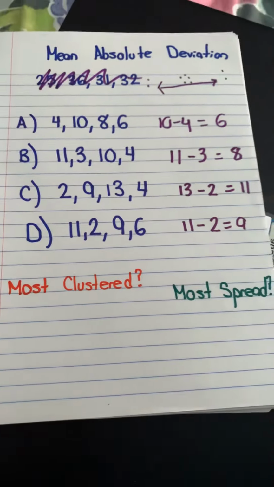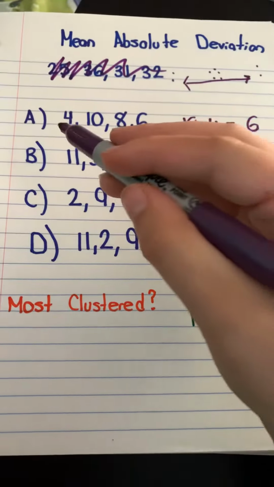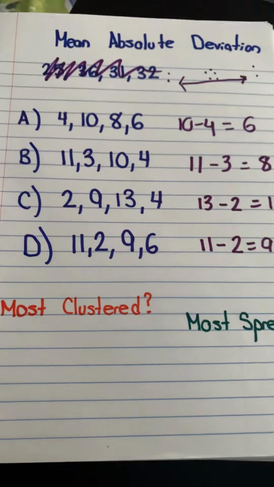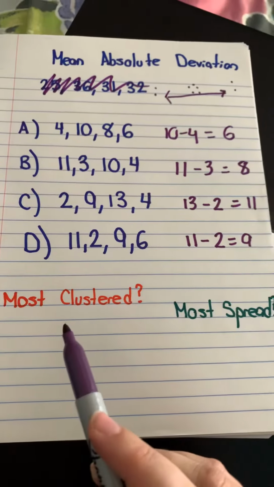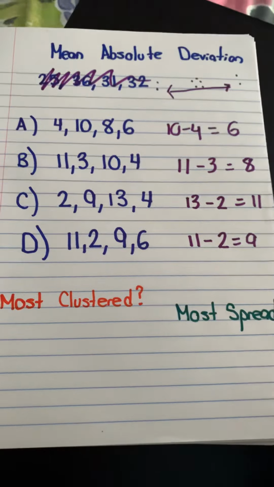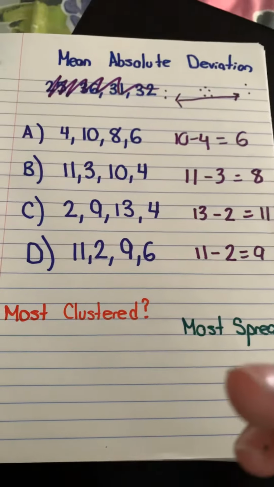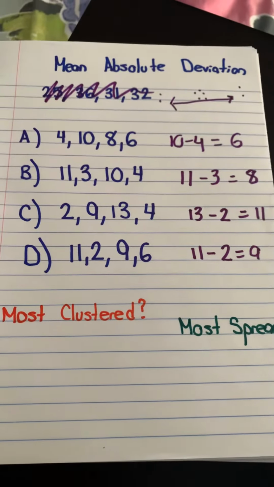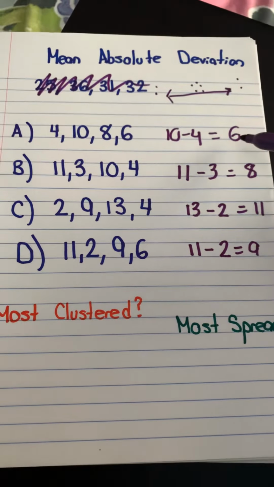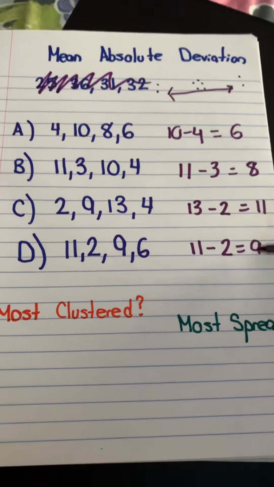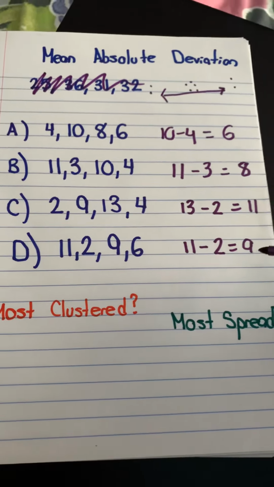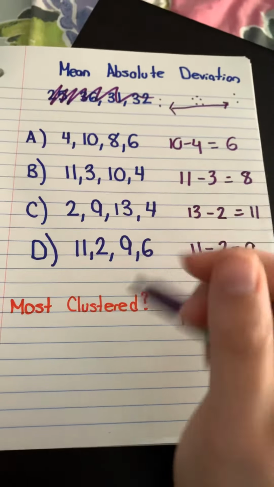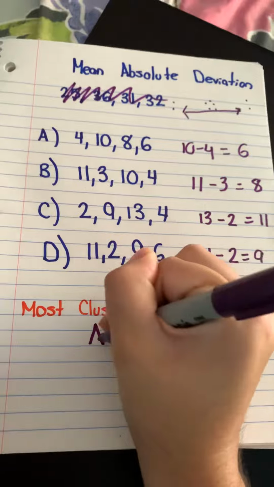So in this case, I know the range of all 4 sets of data, meaning range is how spread out it is from the biggest point to the smallest point. So when I look at the most clustered, that's the ones that are more close together instead of really far apart. So when I think about most clustered, I'm actually going to look at the number that is the smallest. So between 6, 8, 11, and 9, that is the smallest. So A would actually be my most clustered set. So A would be my most clustered.